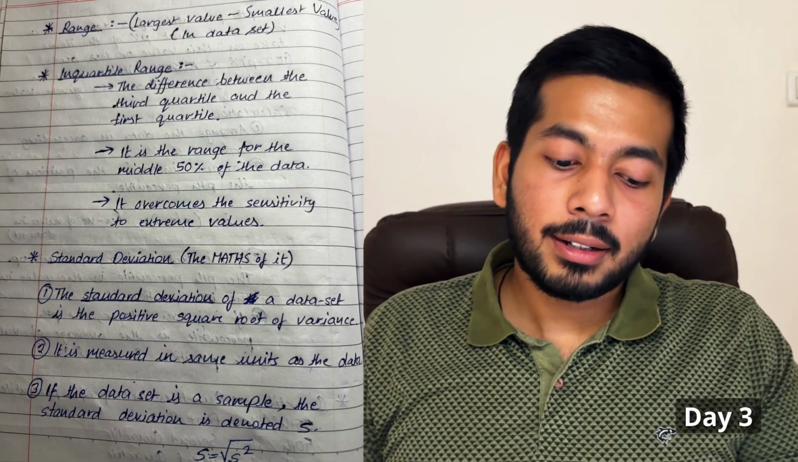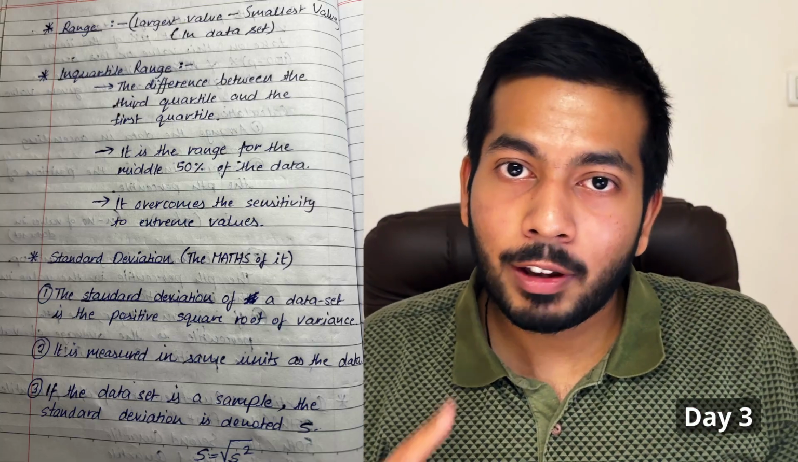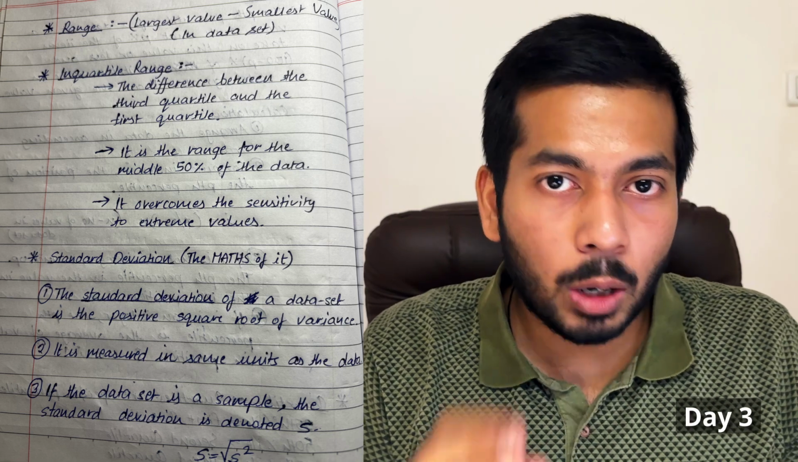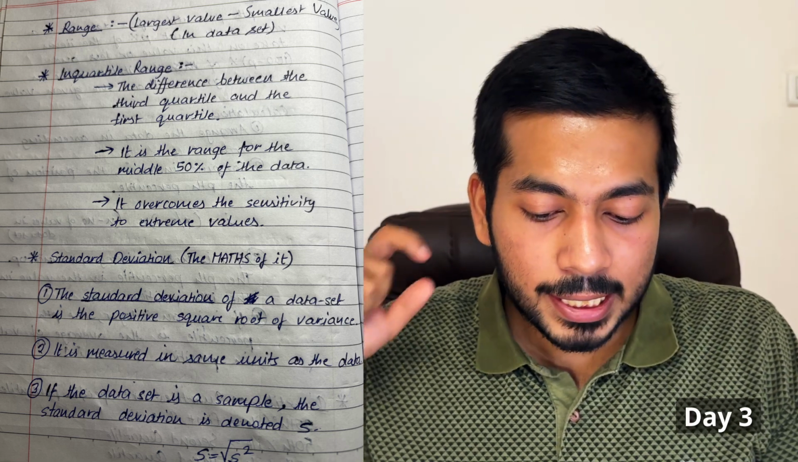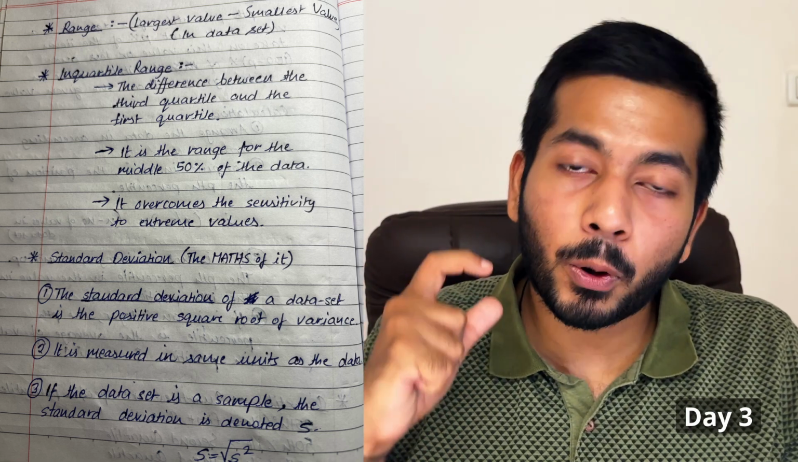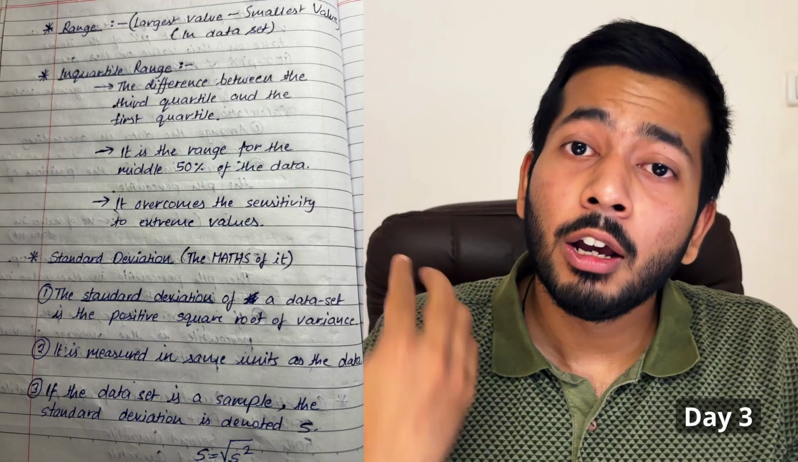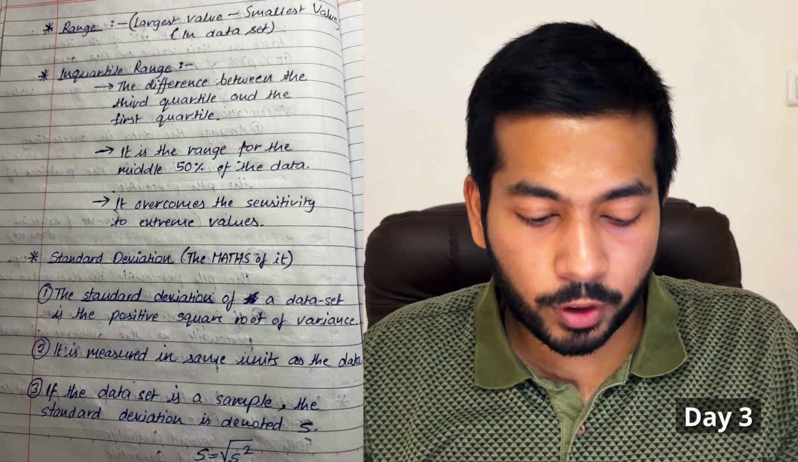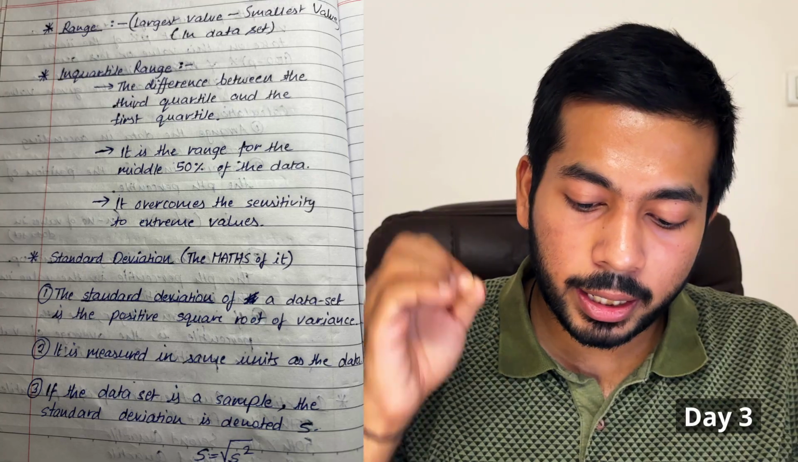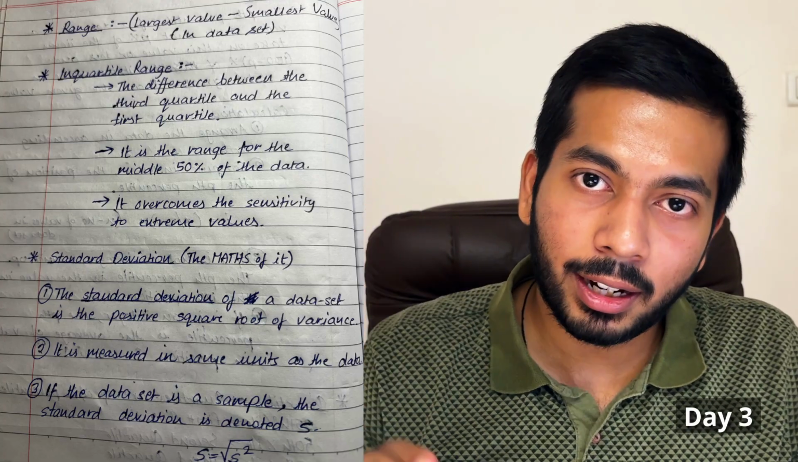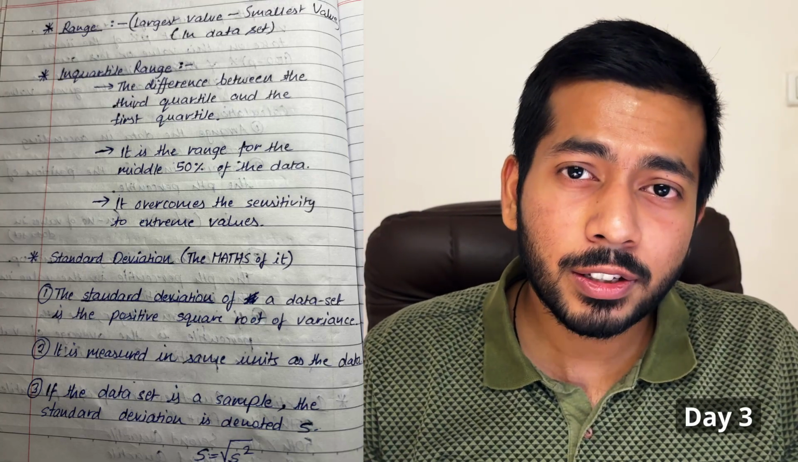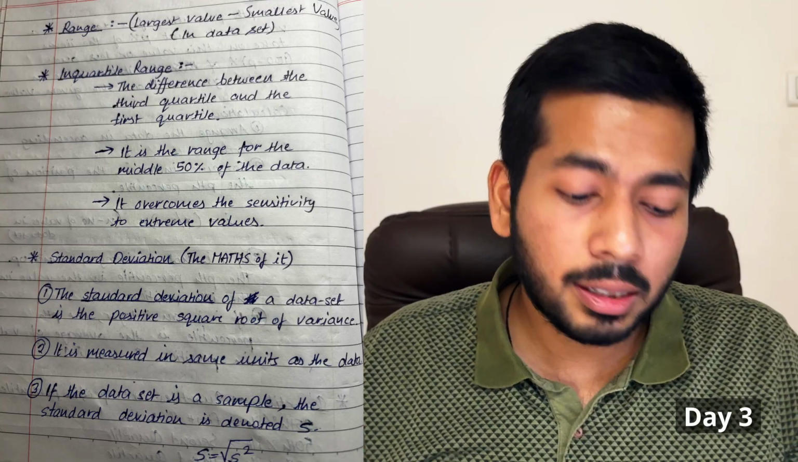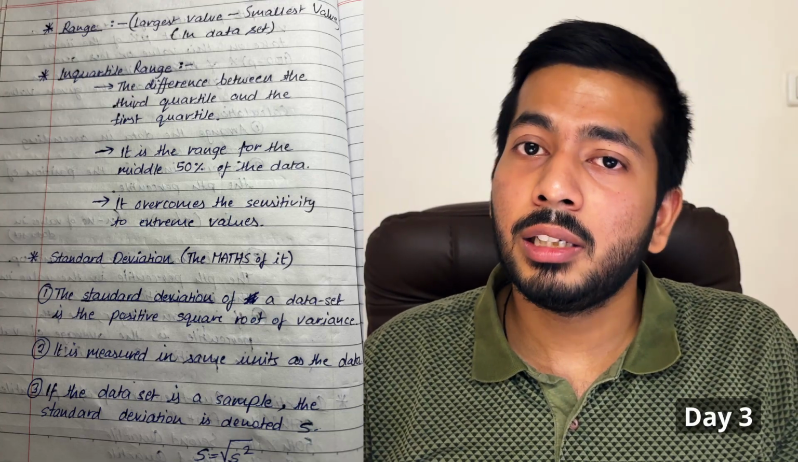Now going to standard deviation, and the maths of it. We already looked at the concept of standard deviation, but now let's go into the maths of it. The standard deviation of a data set is the positive square root of the variance. What is variance? We'll look at it just after this. The second point is that it is measured in the same units as the data. So it becomes very easy to use, because things like the mean and the standard deviation are in the same units as the data.